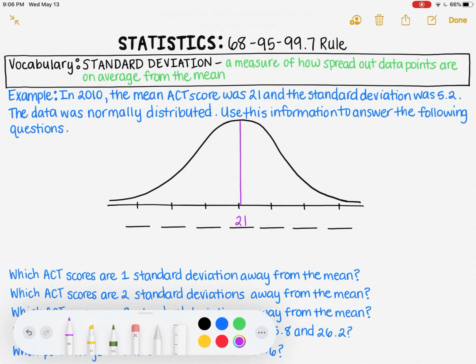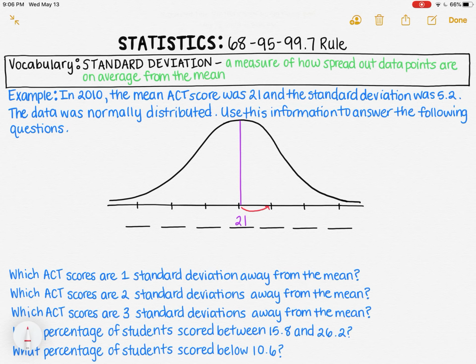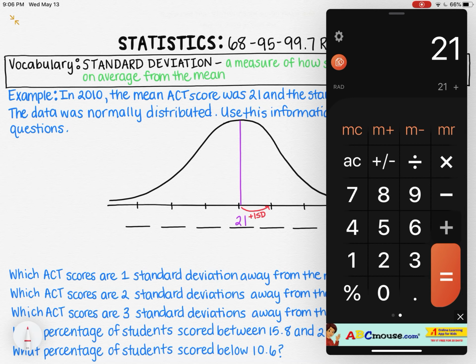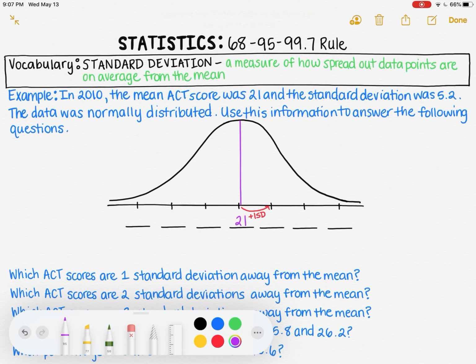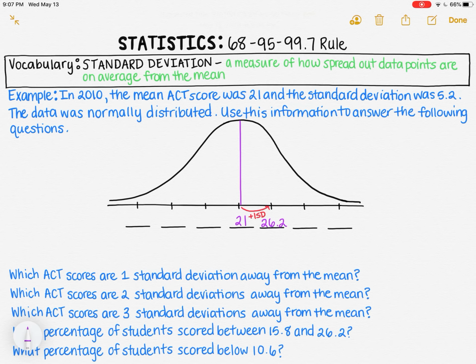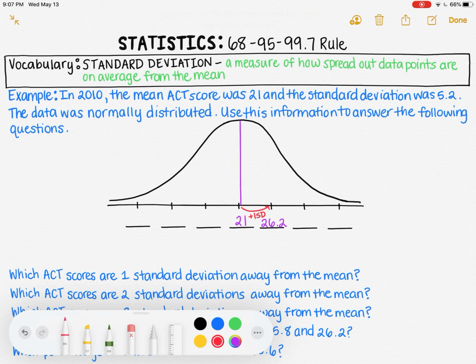So for example, if I look at the tick mark that is to the right of 21, that tick mark is one standard deviation above the mean. And I'm going to use the letters SD to abbreviate standard deviation. Since we were told that the standard deviation was 5.2, I can just add 5.2 to 21, and that will give me the score that is one standard deviation to the right of 21. So that would be 26.2. So I'm going to label that tick mark as 26.2. Whenever you know that something is normally distributed, you want to take the time to label all of these parts of the curve before you start answering the questions.